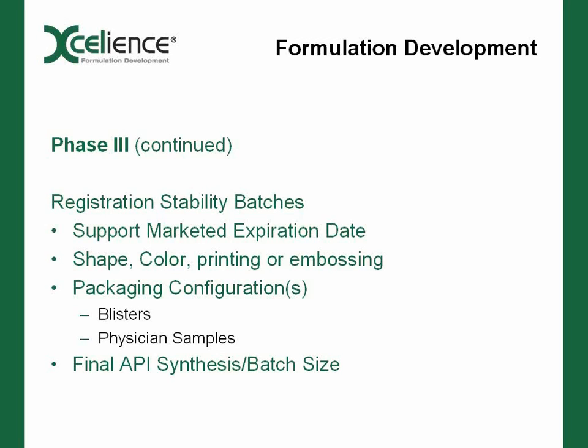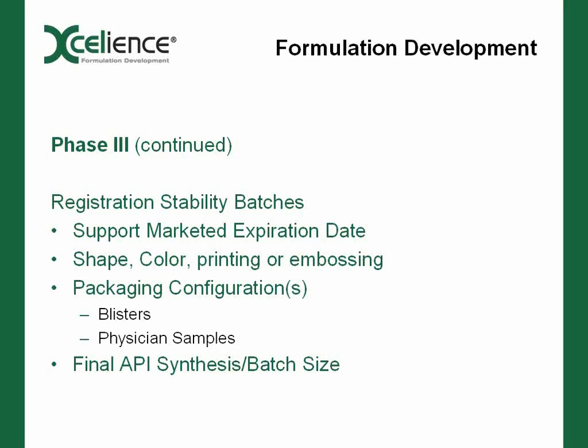And as far as the packaging configurations, we need to know if we're going to be doing blisters, and if we're doing a blister, whether it's aluminum or a laminate in aluminum and so forth. And as far as bottles go, we need to know how small we need to go. Do we need to worry about doing physician samples of 5 to 10 in a bottle, or what is our lowest amount, and then what is the highest packaging configuration?